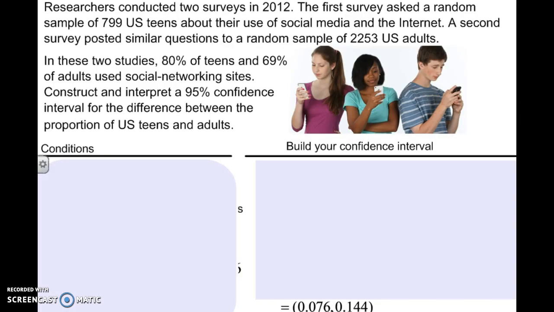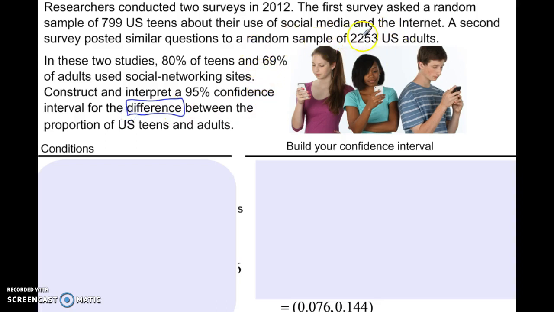So here's a problem. Researchers did this in 2012. They asked a random sample of 799 teens about their social media and internet use, and then 2,253 adults, same questions. In these two studies, 80% of teens and 69% of adults use social networking sites. We want to construct and interpret a 95% confidence interval for the difference between the proportion of U.S. teens and adults. So they basically tell us very straightforwardly, we are finding the difference in the proportions.